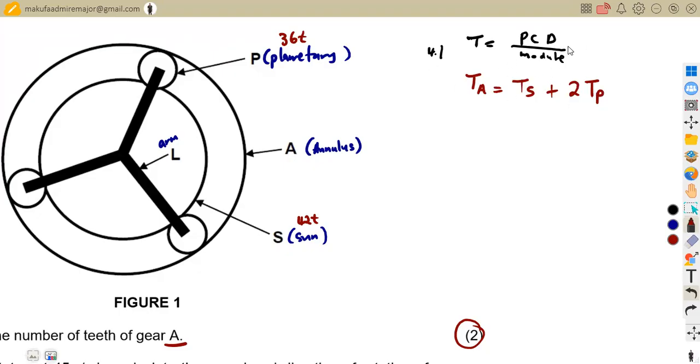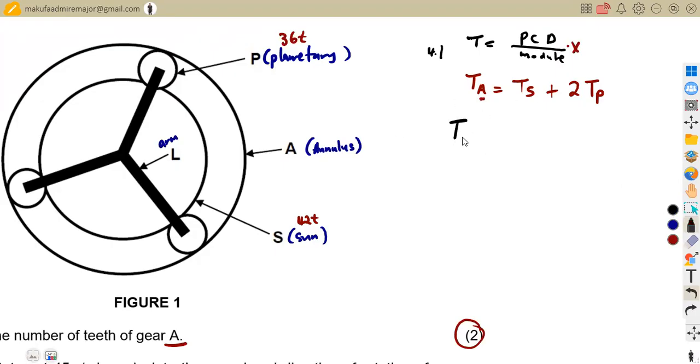As you can see, we do not have the pitch circle diameter or the module, so this one is excluded for now. But if you are given that information, you can use it. Now we do not have this. We have the number of teeth on the sun, also on the planetary. So you can use this formula to calculate the number of teeth on the annulus. You have it on your formula sheet.